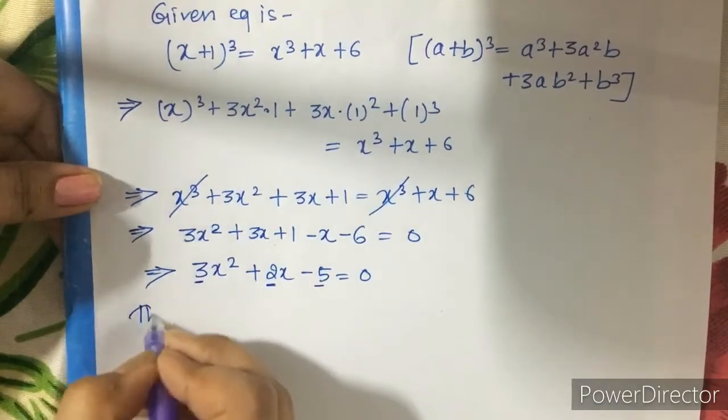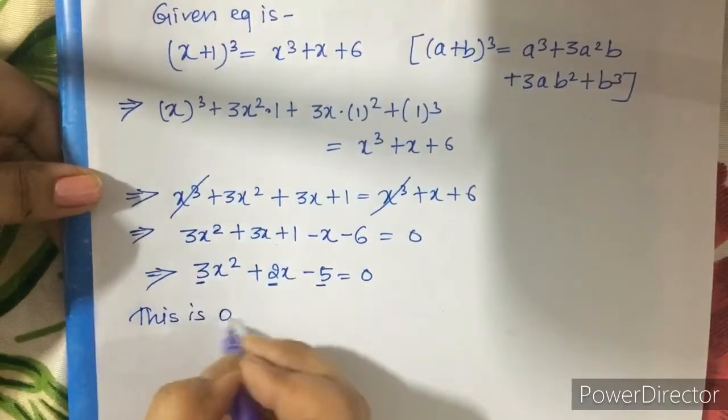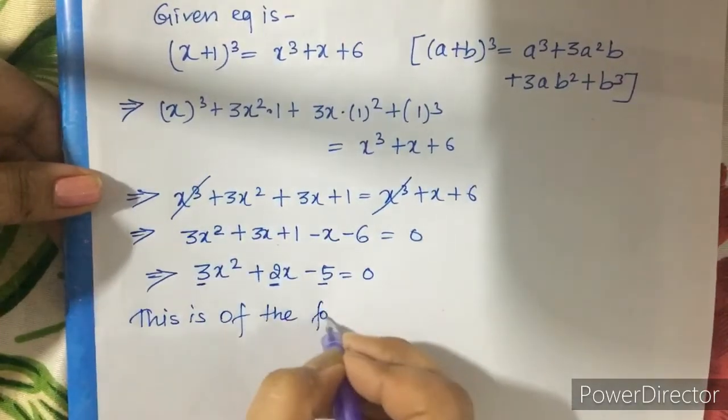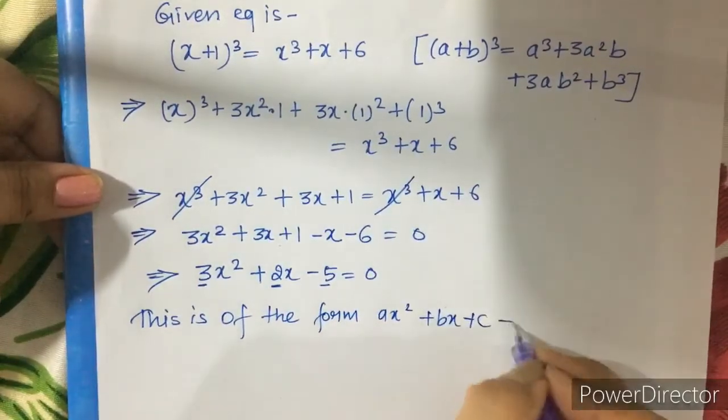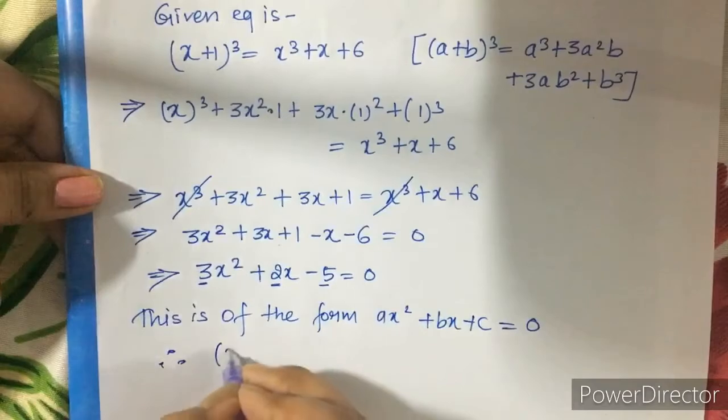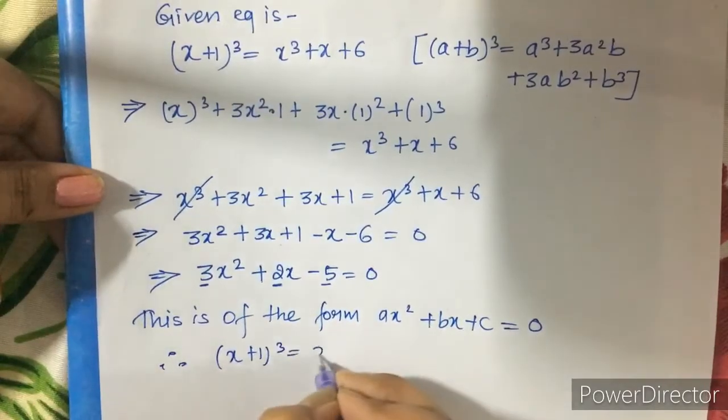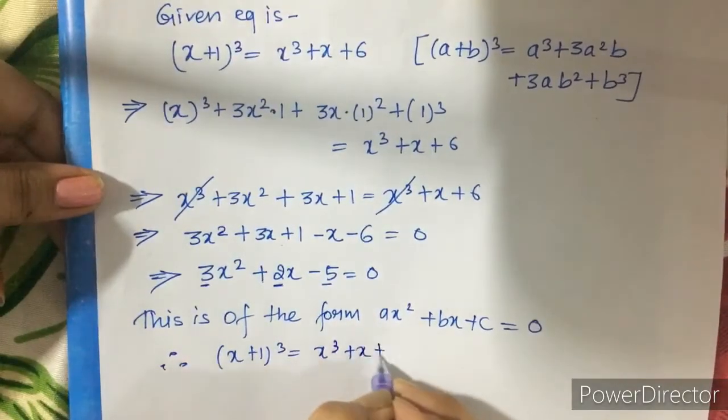So we will write this is of the form ax square plus bx plus c is equal to 0. Therefore the given equation is a quadratic equation.